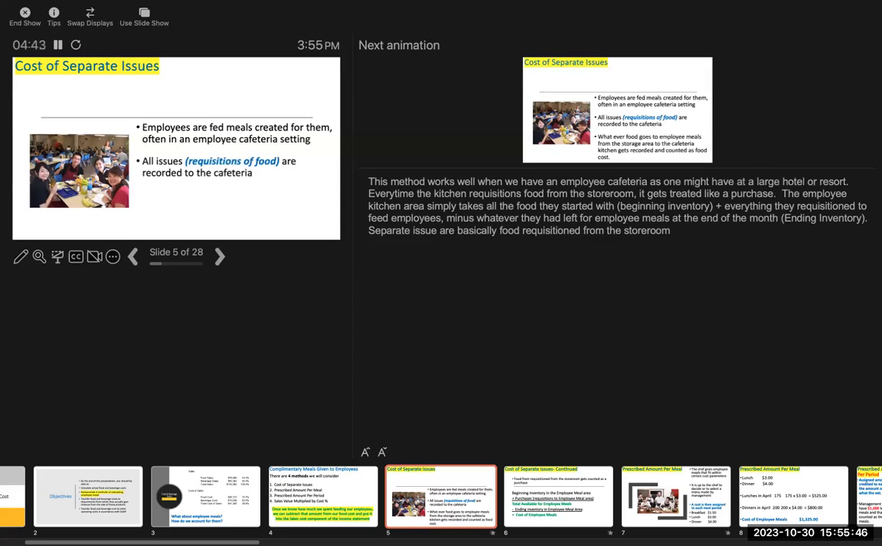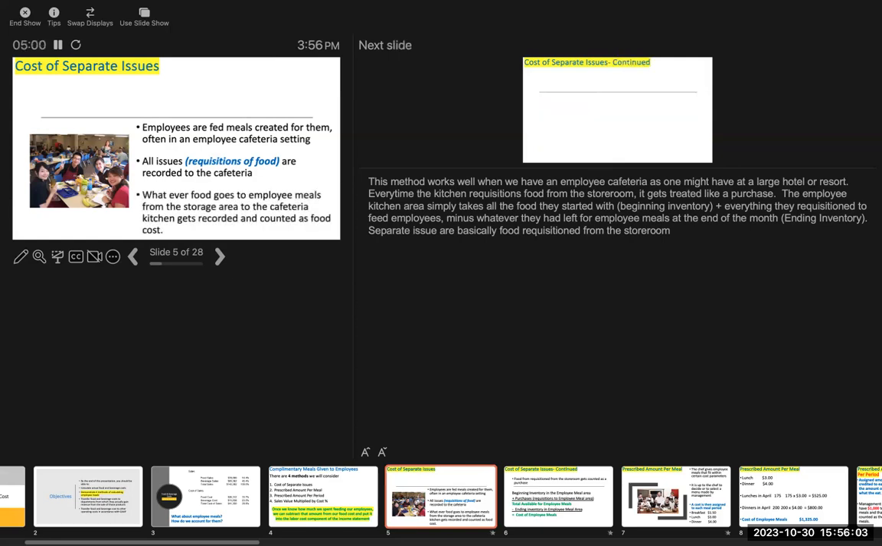So we see employees are fed meals created for them, often in the employee cafeteria setting. All of the food that we need to feed those employees is requisitioned from the storeroom area of the hotel, of the food and beverage operation, and is recorded to the cafeteria. So you create a separate food and beverage outlet for the cafe or the cafeteria. Whatever food goes into employee meals goes from the storage area to the cafeteria or cafe to the kitchen, gets recorded and counted as food cost.